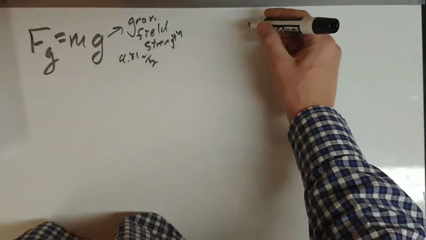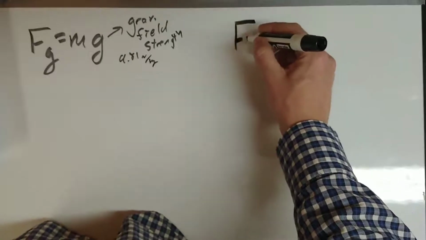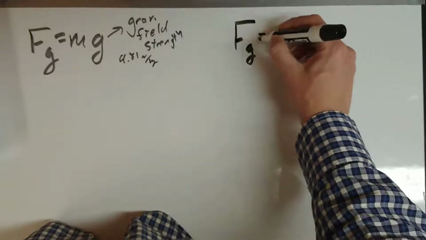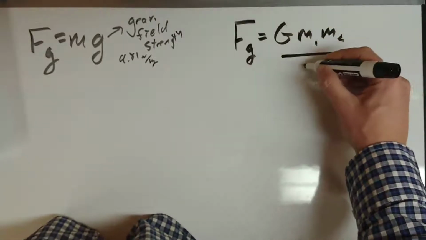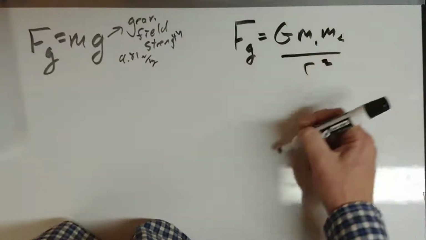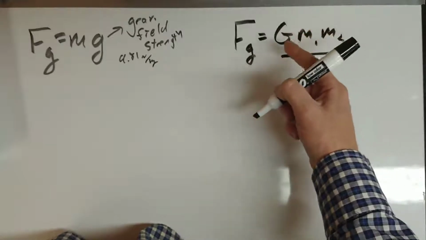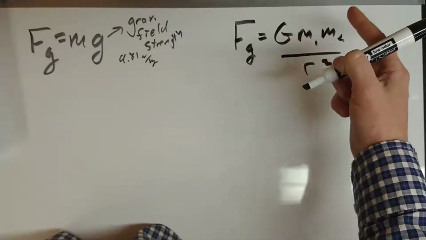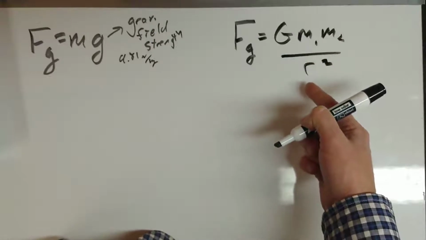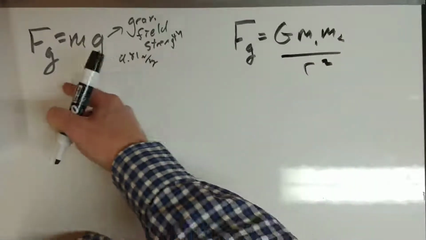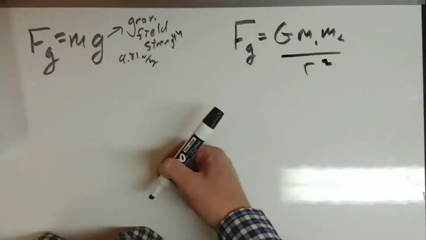Now the other version of the force of gravity that we've learned is the force of gravitational attraction, equals big G M1 M2 over R squared, where M1 is the mass of one of the objects, M2 is the mass of the other object, and R is the distance between their centers. Well, what the heck do these two have to do with each other?